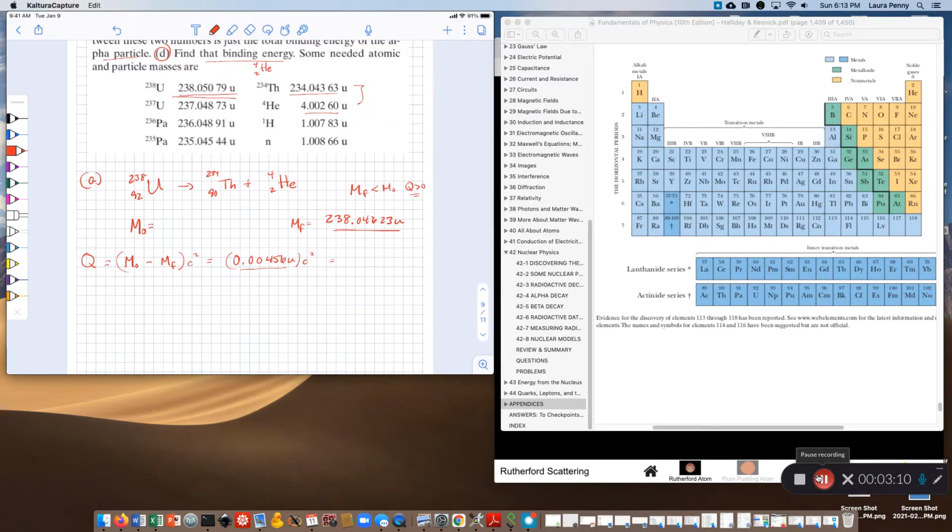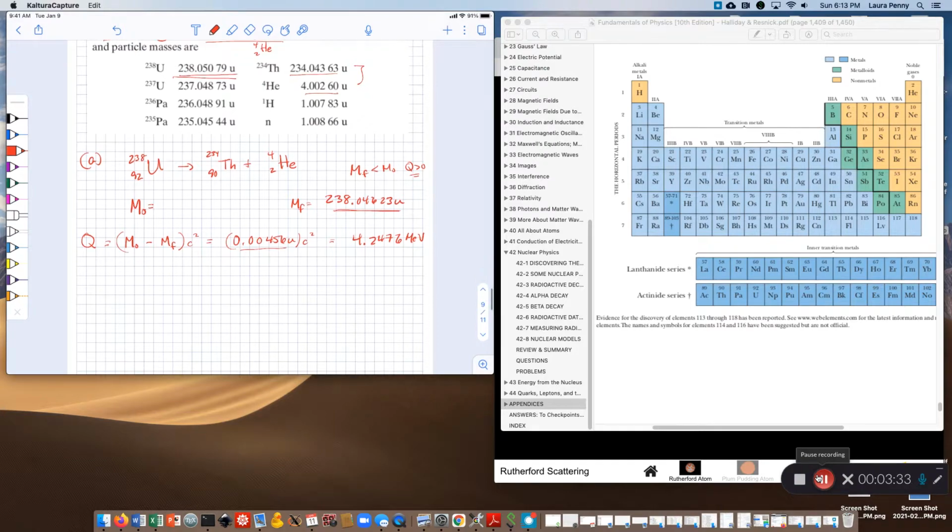So if I multiply this by 931.494013, I get that 4.2476 MeV comes out of every one of these reactions. For every single 238 that decays, this is the energy that comes out.